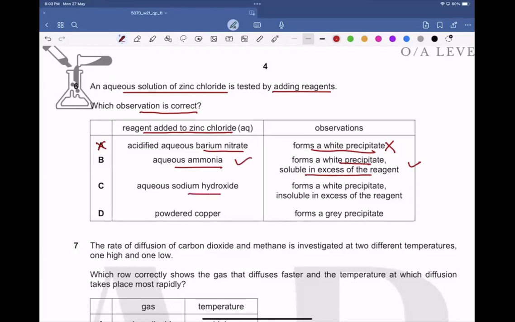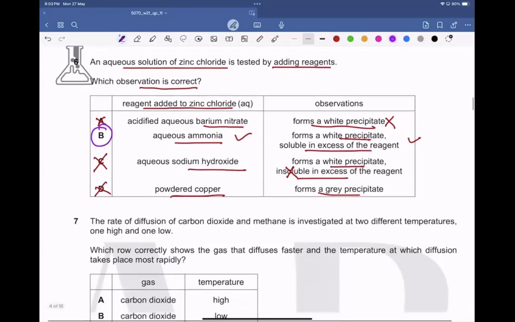Aqueous sodium hydroxide forms a white precipitate, and no, it's not insoluble. It is also soluble in excess. So C goes wrong. Powdered copper forms a gray precipitate, not at all, because copper does not displace zinc, as copper is below zinc in the reactivity series. So B is the correct answer. Now question number 7.